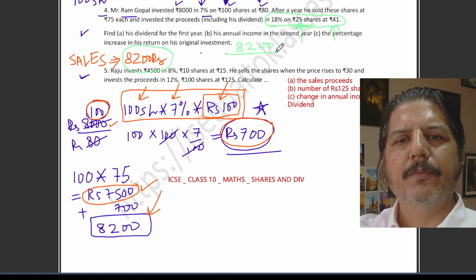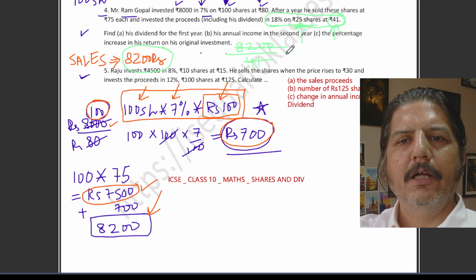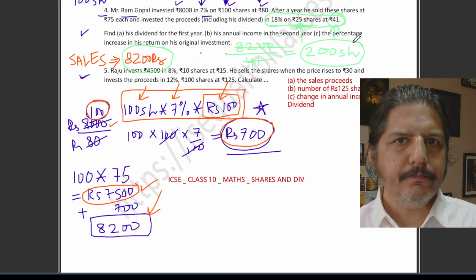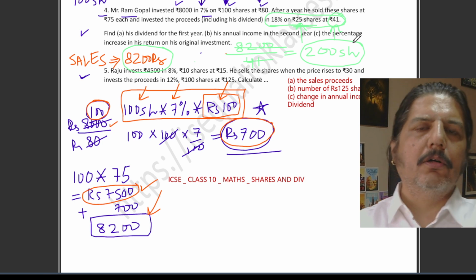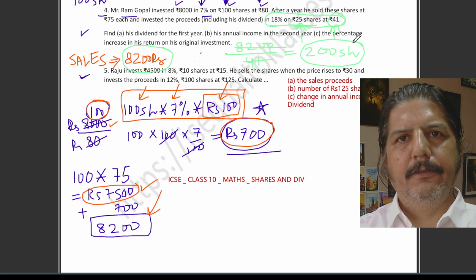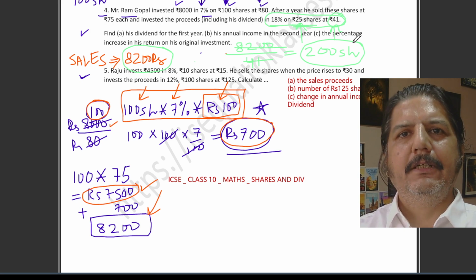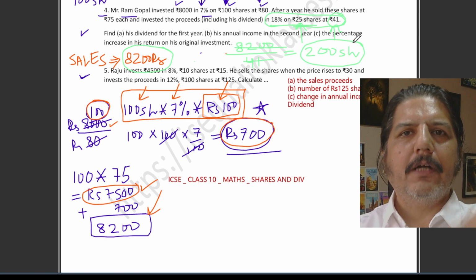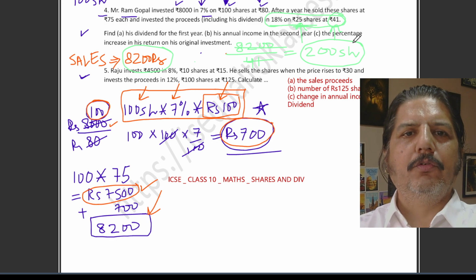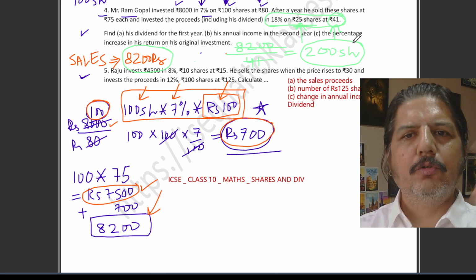For 8,200 rupees, this is the amount, and this is the market value of the share. So he would have got 200 shares of company B. See, 8,200 he got from company A. Now, from 8,200 rupees, he is buying shares of company B, whose each share market value is rupees 41. So 8,200 upon 41 is equal to 200 shares.